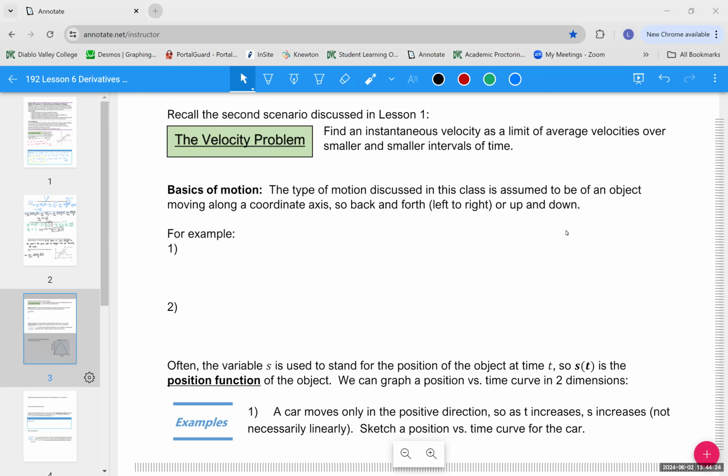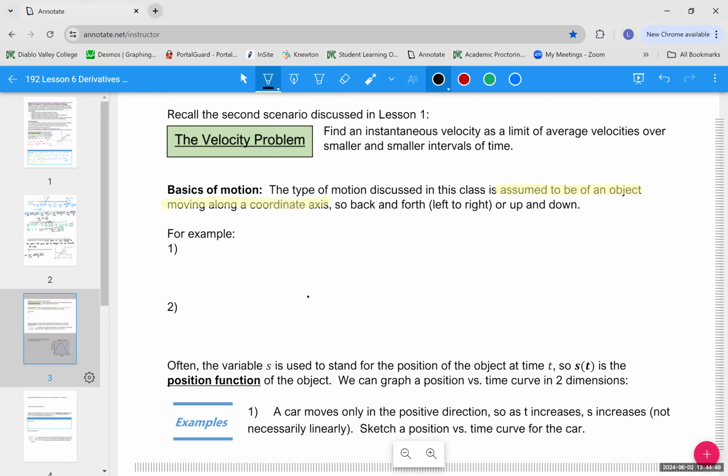So before we do that, I just want to back up a little bit and talk about the basics of the type of motion we're discussing in this class. It's important that you realize it's assumed to be of an object moving along a coordinate axis, which means back and forth, left to right, or up and down. That is the only motion that we're analyzing in this situation.